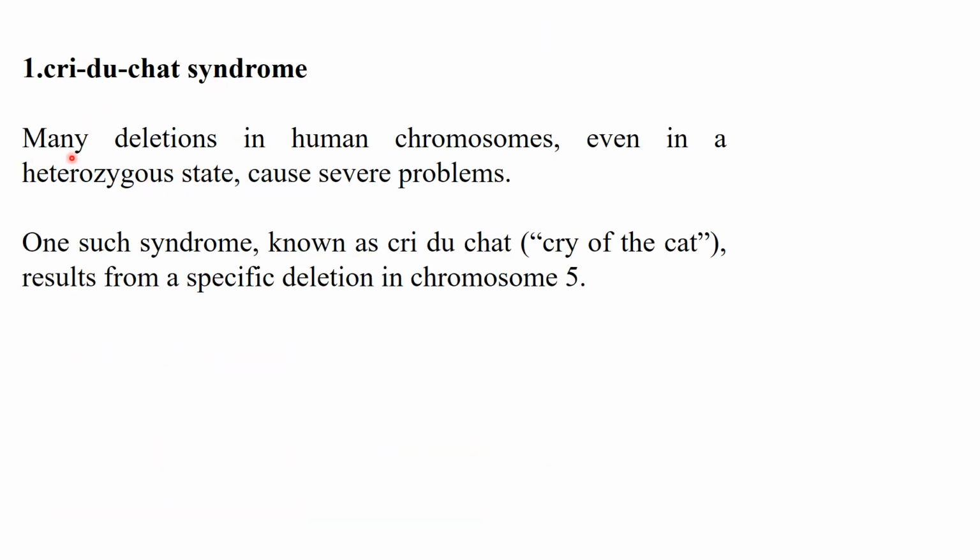Cri-du-chat syndrome. Many deletions in the human chromosome, even in a heterozygous state, cause several problems. One such syndrome, known as Cri-du-chat, that is, cry of the cat, results from a specific deletion in chromosome 5.